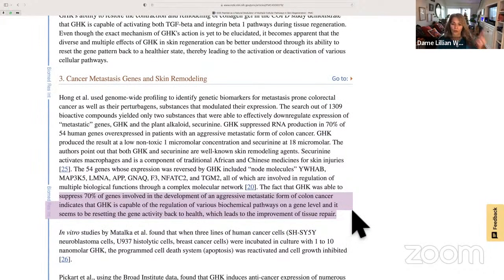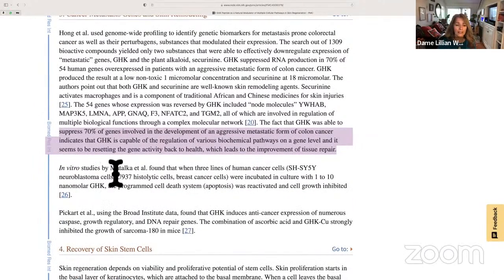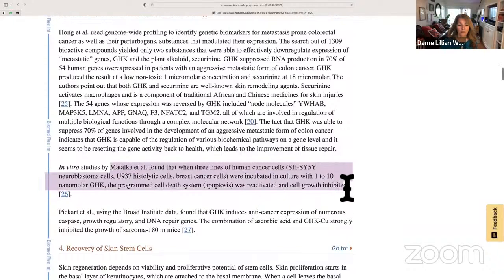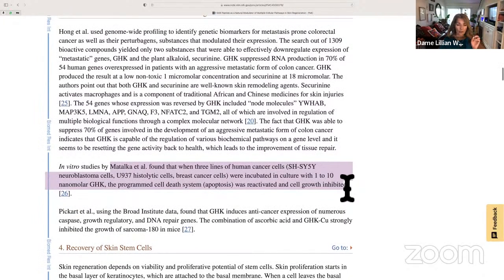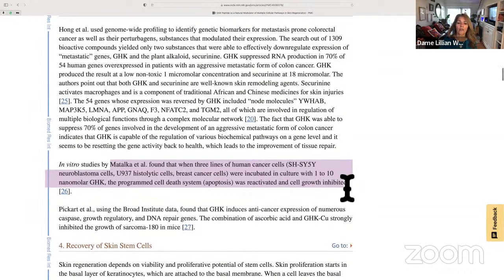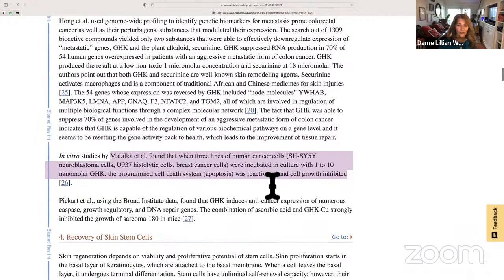I kind of feel like we did a whole full circle here. Talks about some in vitro studies done by Metalka and all, found that when 3 lines of human cancer cells, and it gives you them right there, neuroblastoma cells, histolytic cells, breast cancer cells, were incubated in a culture of 1 to 10 nanomolar GHK, the programmed cell death system, which is what apoptosis is, was reactivated, and cell growth of the cancers was inhibited. 70%, that's a huge number.